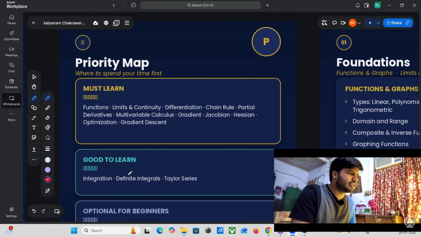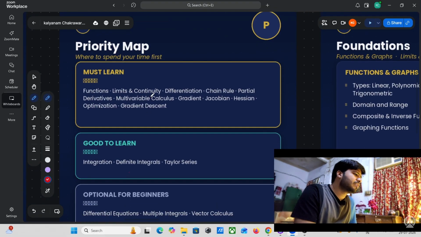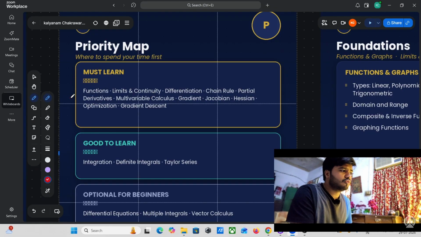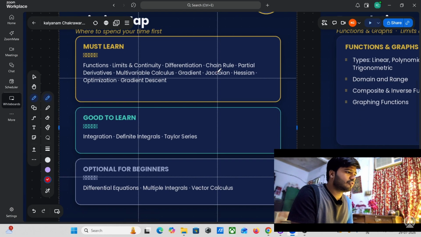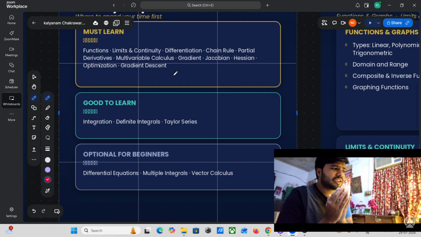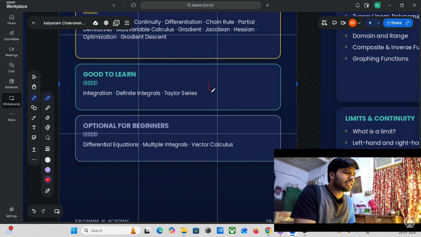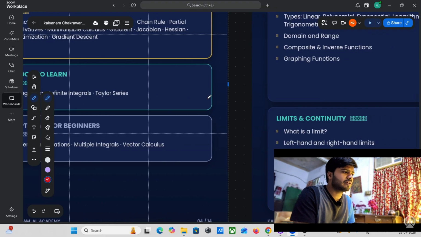And let's jump into what the priority map should be. Your learning sequence should be like this: you need to start firstly with the functions section, then continuity, differentiation, the chain rule, partial derivatives, and multivariable calculus. This is to be sequential. Each step you follow step by step, and there are also differential equations, the integrals part, and Taylor series that you need to learn.